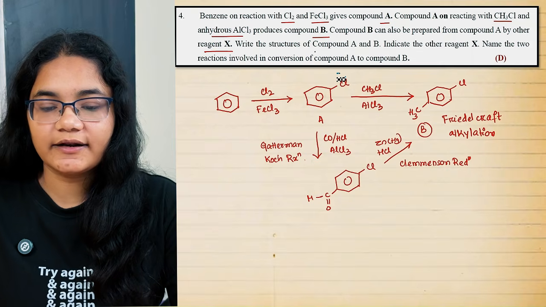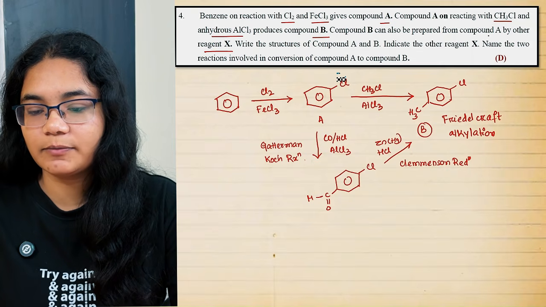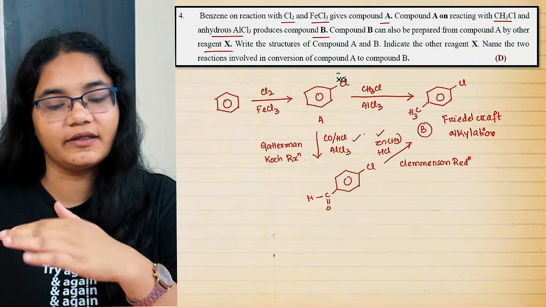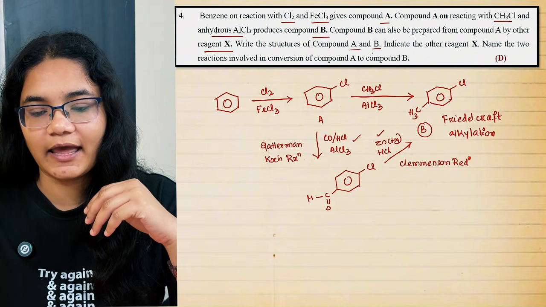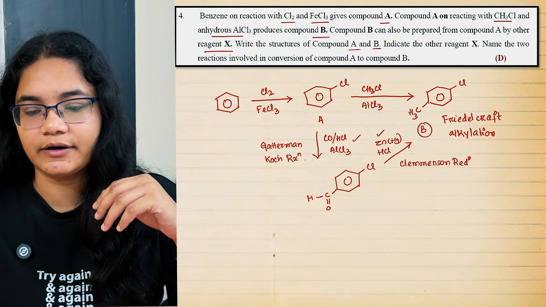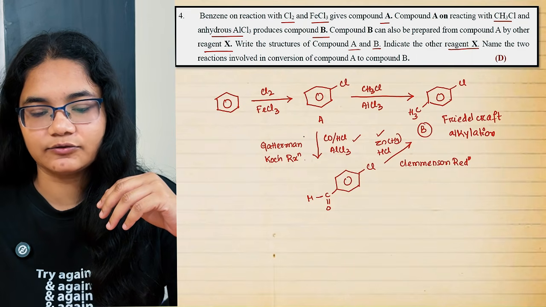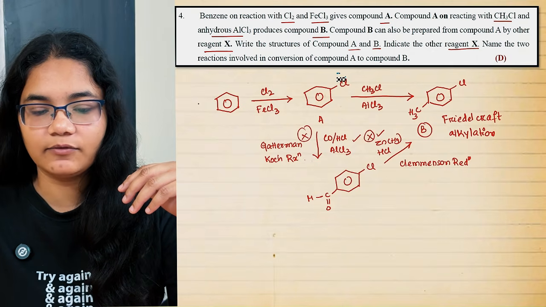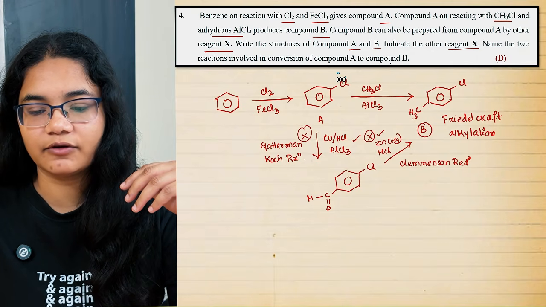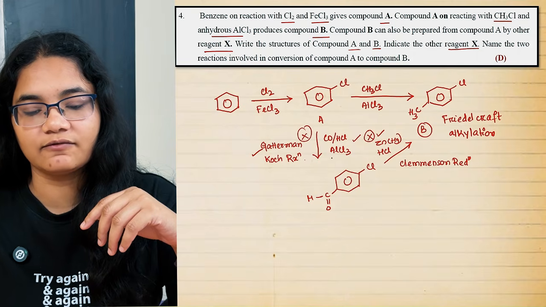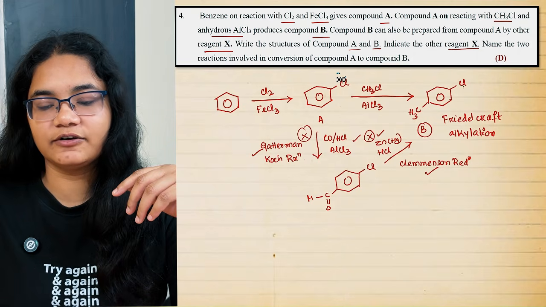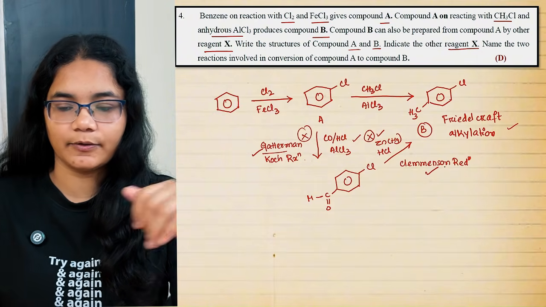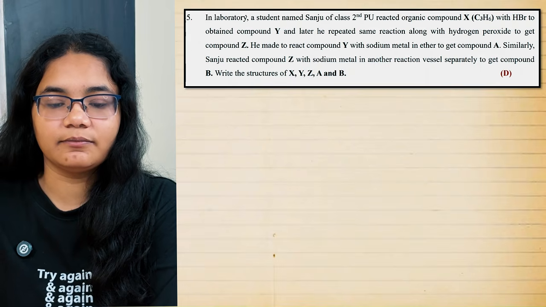Okay, so compound B can also be prepared from compound A by reagent X. So reagent X is actually these two, they come under the reagent X. Write the structures of A and B. So A and B structures we have already written. Indicate the other reagent X. So this part comes under X. Next we have, name the two reactions involved in the conversion of A to compound B. So the two reactions involved from A to B are, the first one is your Friedel-Crafts reaction, then you have Gattermann-Koch plus Clemmensen reduction.